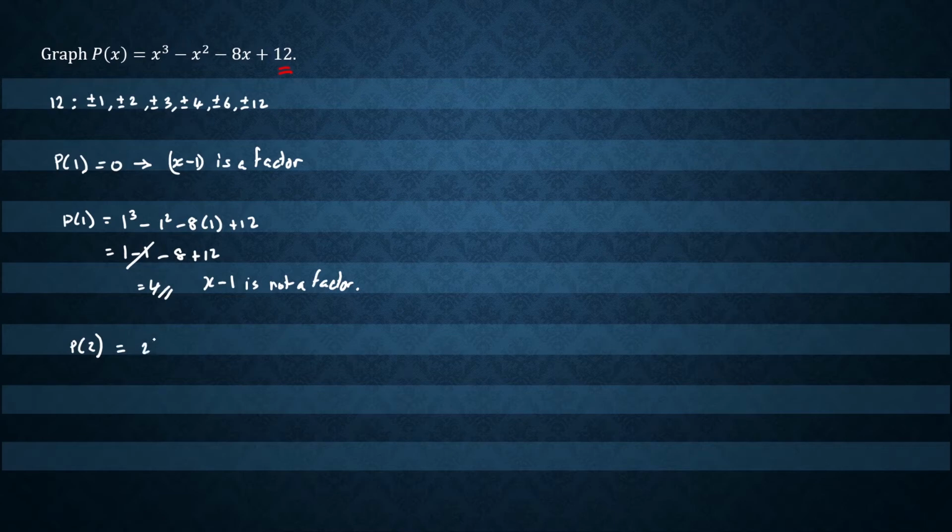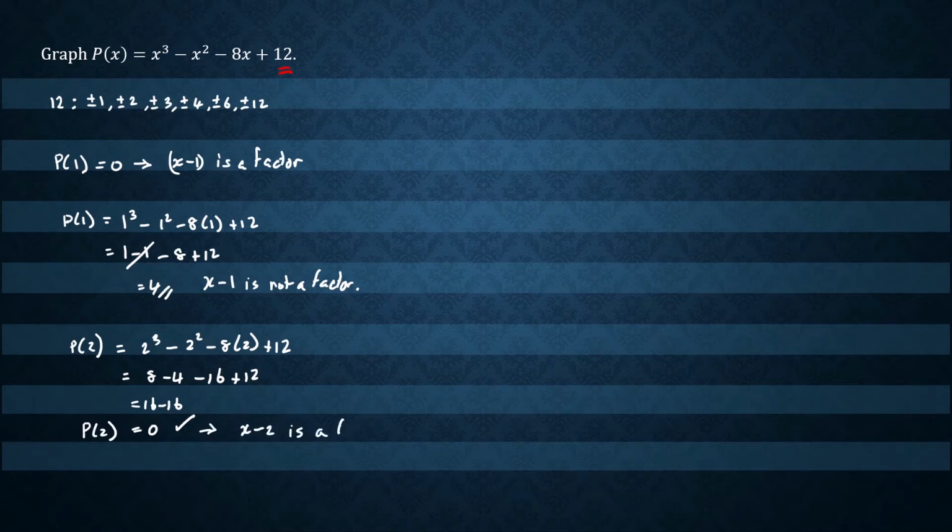So we have 2 cubed minus 2 squared minus 8 times 2 plus 12. So that would give us 8 minus 4 minus 16 plus 12. 8 minus 4 is 4. 4 plus 12 is 16. So 16 minus 16 does indeed equal 0. So because P2 equals 0, that tells us that x minus 2 is a factor from the factor theorem. So now we know x minus 2 is a factor.